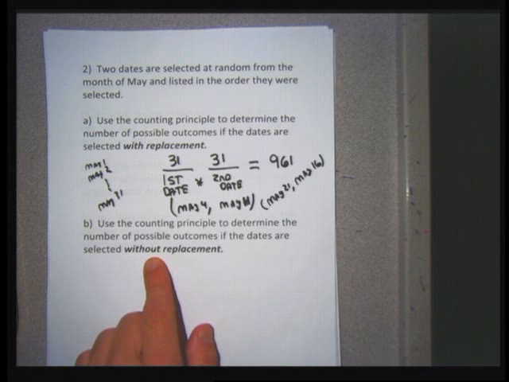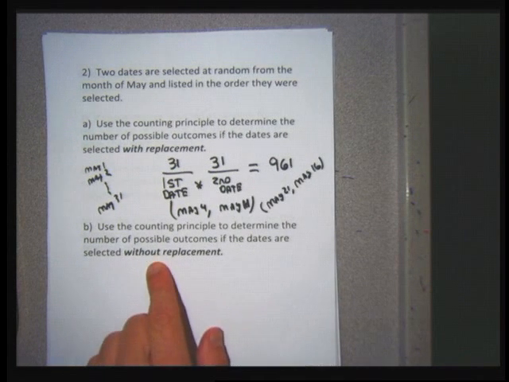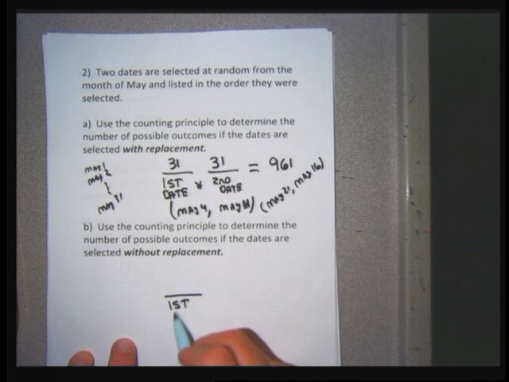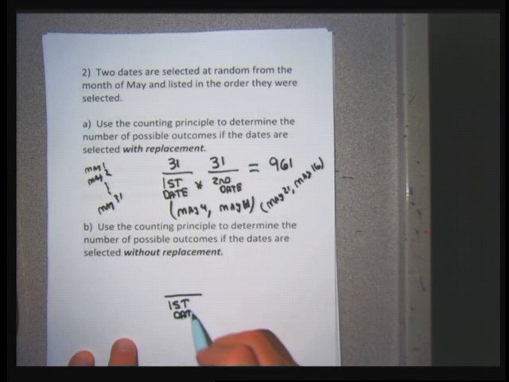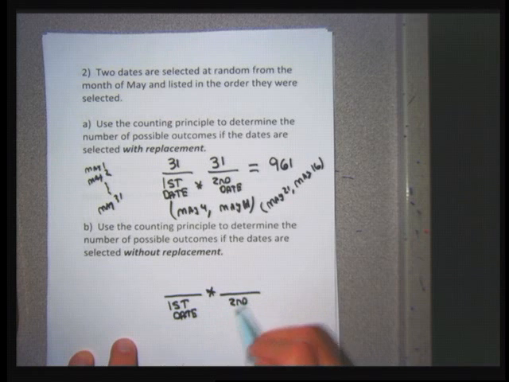Part B of question 2 is the same experiment. I'm taking 2 dates out from the month of May, but I'm not putting the first one back. So it's a similar setup. My first experiment is picking the first date. My second experiment is picking the second date.